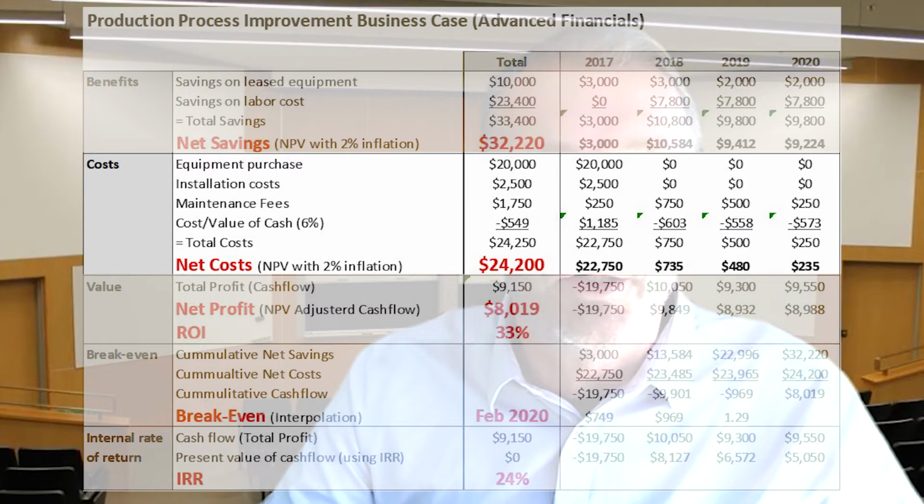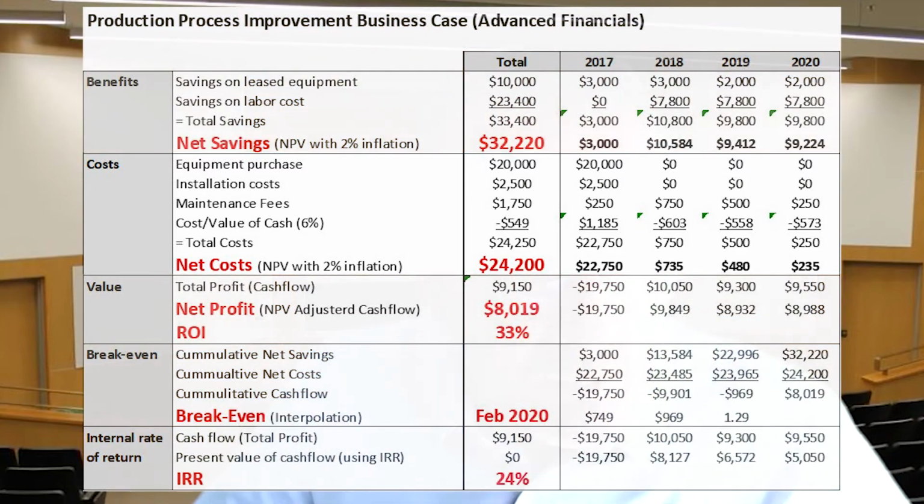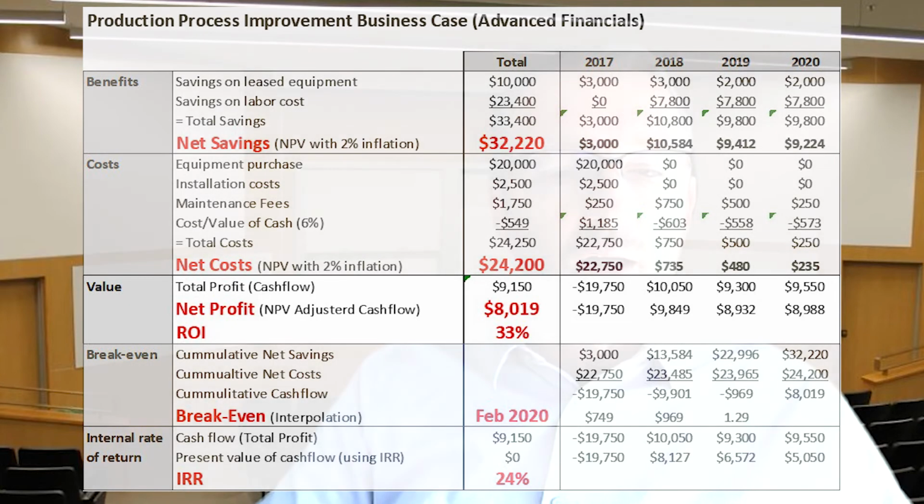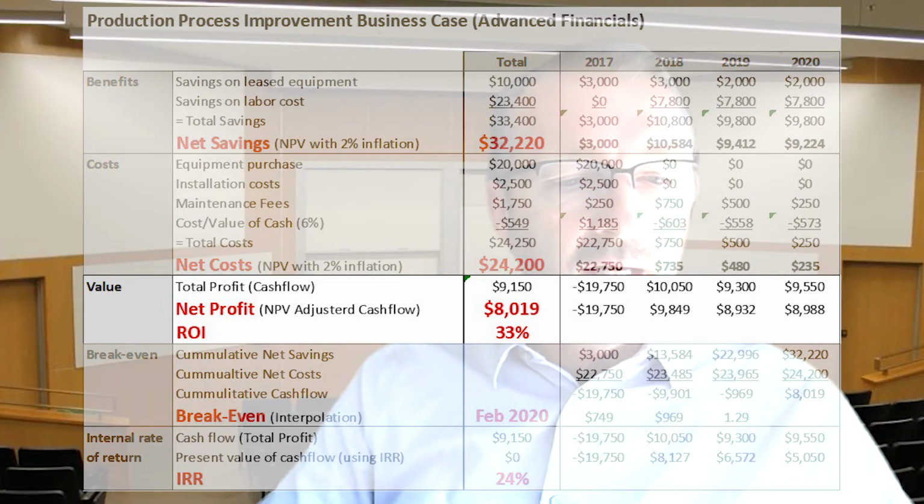You can see that for each year here. And again, when we do a net present value calculation of the cost, we can also see that the net cost comes to $24,200. Then the value estimation is pretty simple. For the total profit, we basically take the total cost versus the savings. So if we have savings of $33,400, we deduct $24,250, and that gives us $9,150 in total profit.